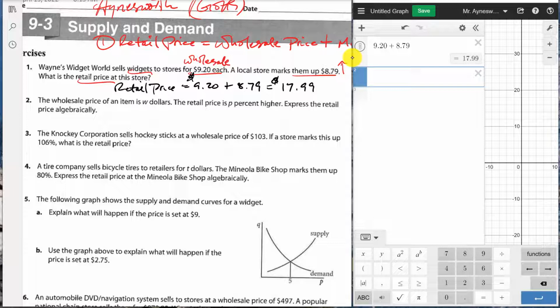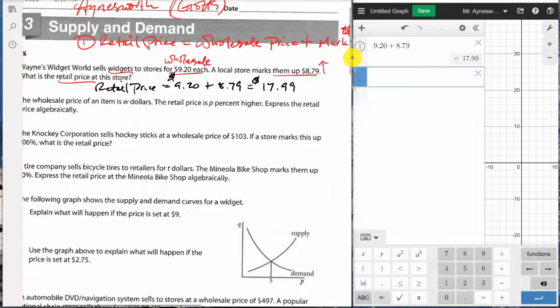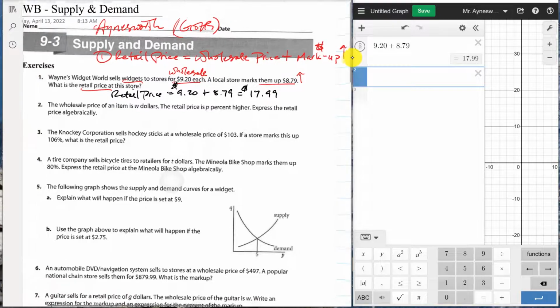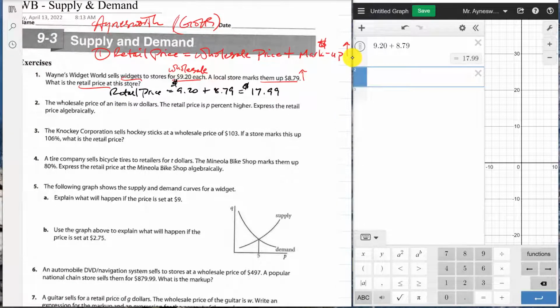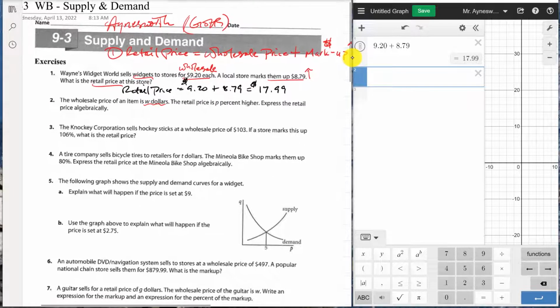Now number two is an algebraic one. Let's read it first. The wholesale price of an item is W dollars. We know that. The retail price is P% higher. Express the retail price algebraically.